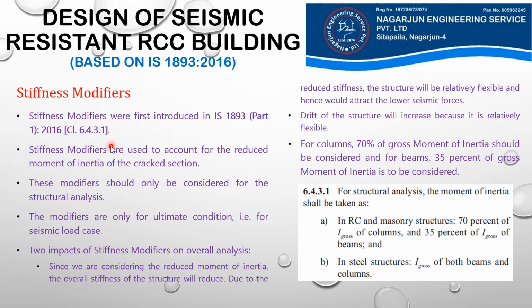In IS 1893 Part 1 Clause 6.4.3.1, the clause states that for structural analysis, the moment of inertia shall be taken, in reinforced concrete and masonry structures, as 70% of the gross moment of inertia for columns. That means the stiffness modifier will be 0.70 for columns and 0.35 for beams, that is 35% of I gross for beams. In contrast, when we design steel structures, we have to take the gross moment of inertia for both beams and columns. So this is about stiffness modifiers.